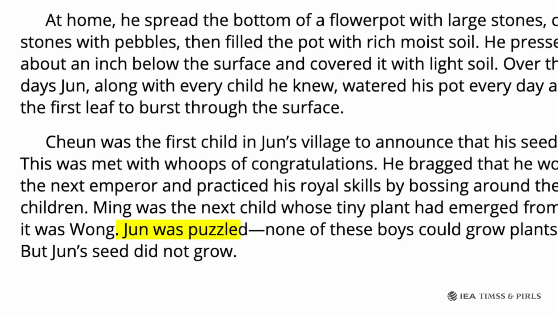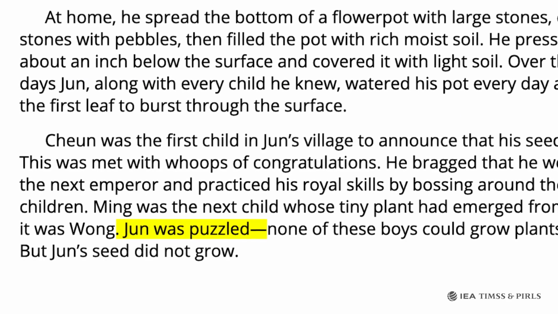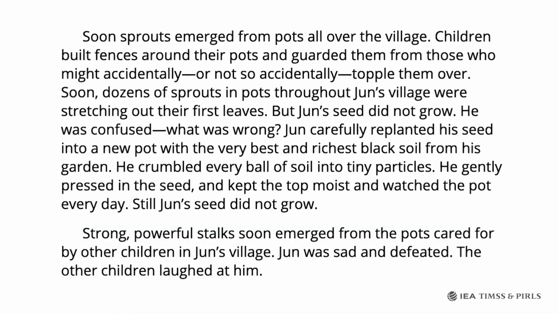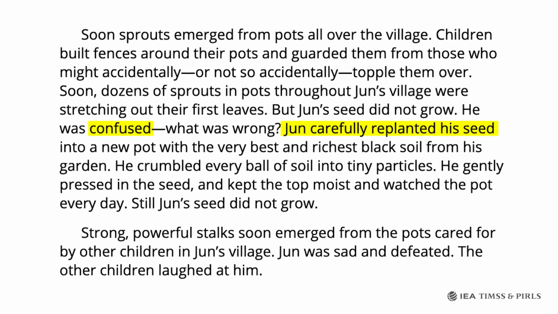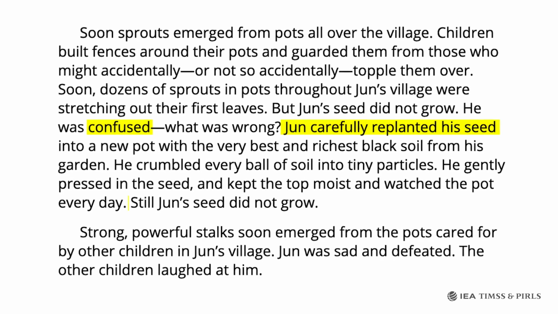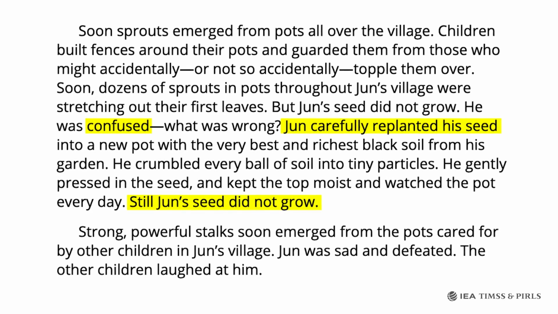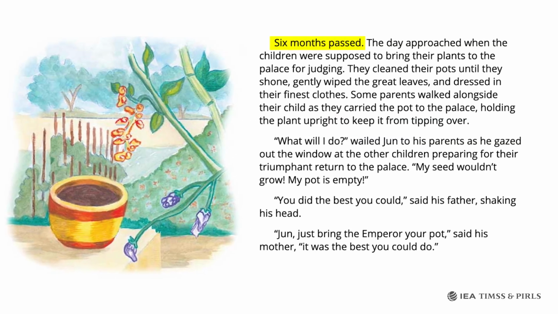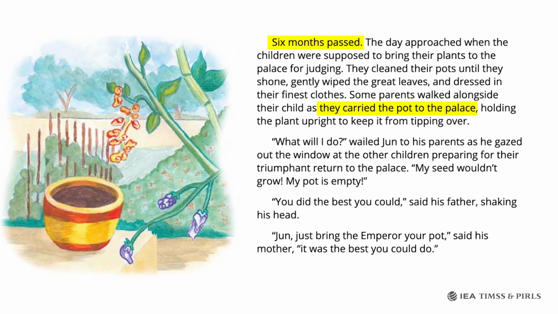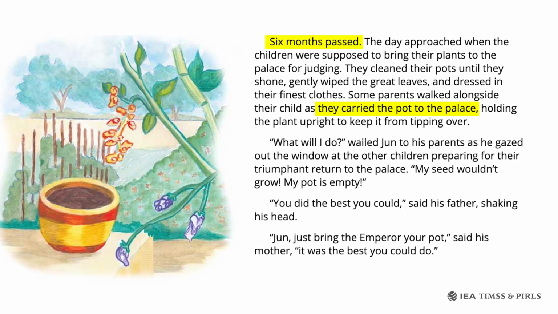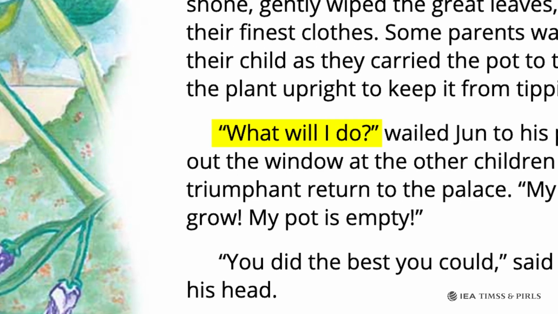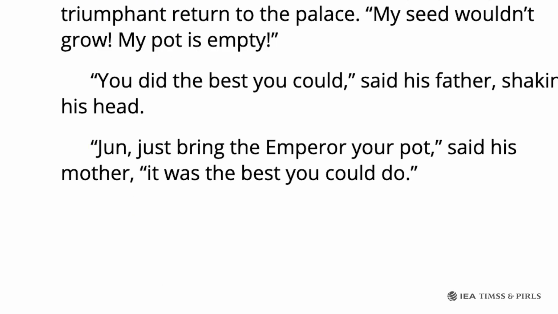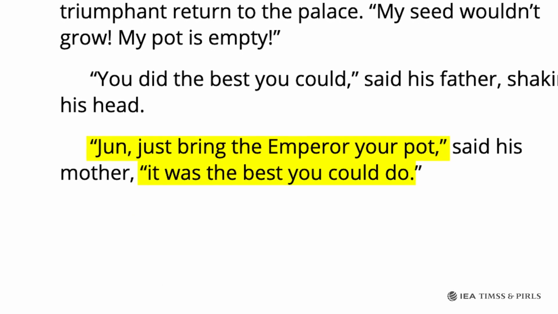However, Jun was puzzled that other boys' seeds grew and his did not grow. As plants sprouted all over the village, a confused Jun replanted his seed even more carefully than before. Still, his seed did not grow, and the other children in the village laughed at him. 6 months passed, and the children, dressed in their finest clothes, brought their strong, leafy plants to the palace. "What will I do?" wailed Jun to his parents. "My pot is empty." His parents told him to just bring his pot to the emperor, since it was the best he could do.